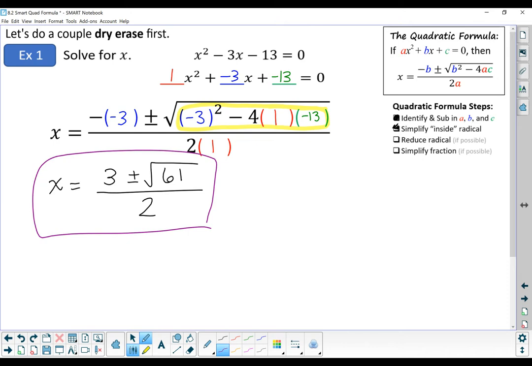Now, when we talk about quadratics, we talk about how they always have two solutions. And this is two solutions. One of the solutions is 3 plus root 61 over 2, and the other one is 3 minus root 61 over 2. So remember that plus or minus symbol is just shorthand so that we don't have to write all these radical fractions first.